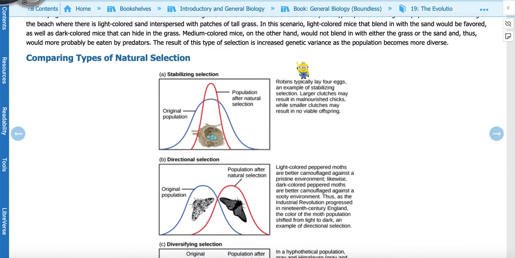Another example of stabilizing selection is here with robins and how they typically lay 4 eggs. And that's a form of stabilizing selection because if they lay too many eggs, that's going to mean malnourished chicks. And if they lay fewer eggs, that might result in some of the offspring not being viable, and therefore that's going to decrease the biological fitness of that species.